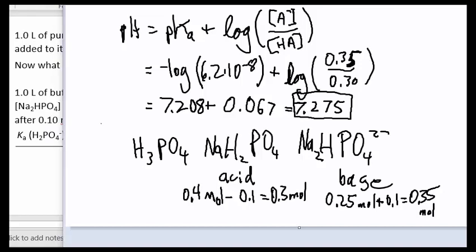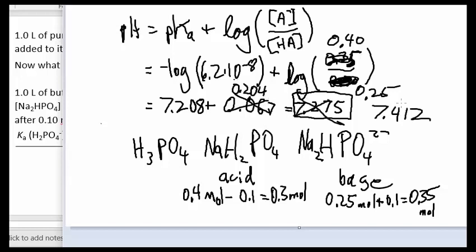But I guess we haven't answered part A. What is the pH of the buffer before addition of the base? So for that, let's just use our values of the buffer before anything went in. And that does not change our value for pKa, but it does change this value. So yes, the original buffer pH was pretty close to what it ended up after we added base.